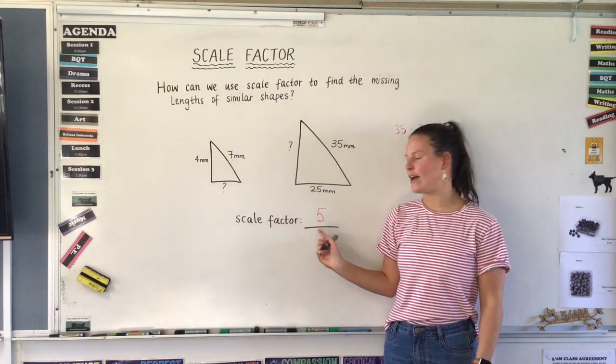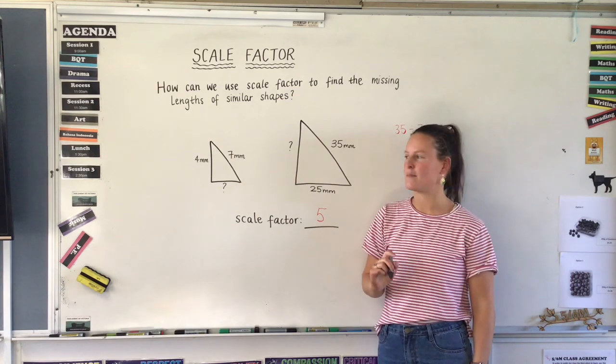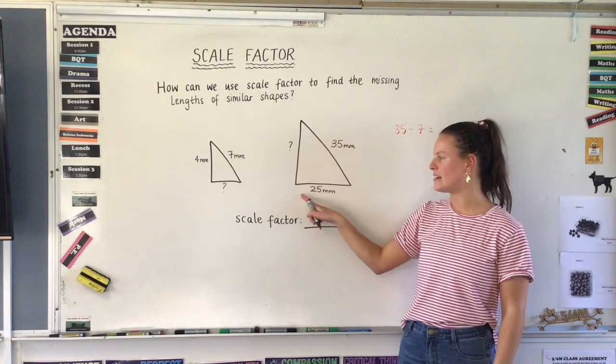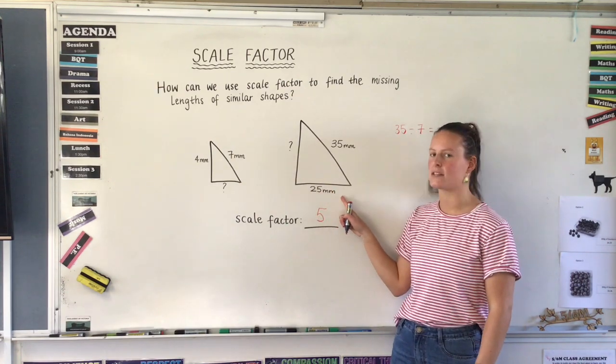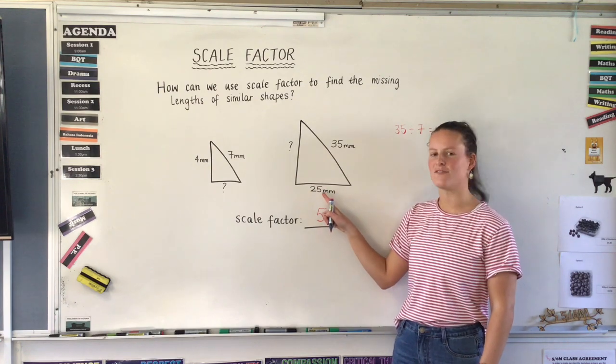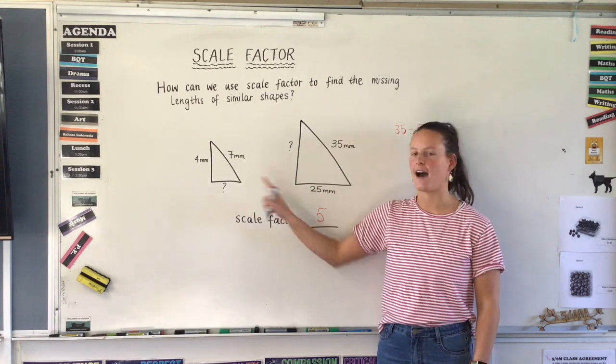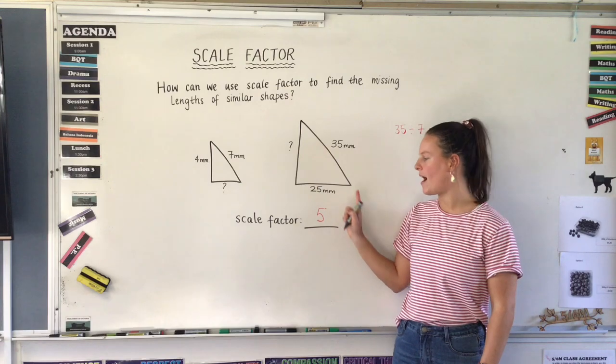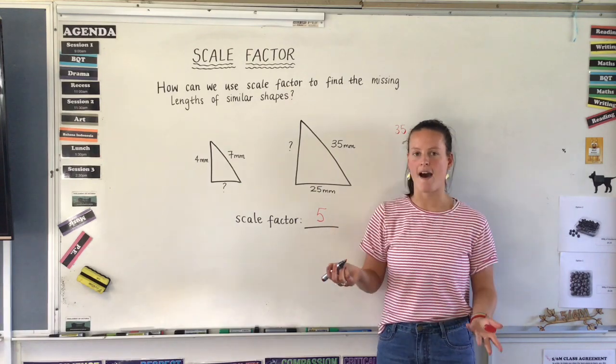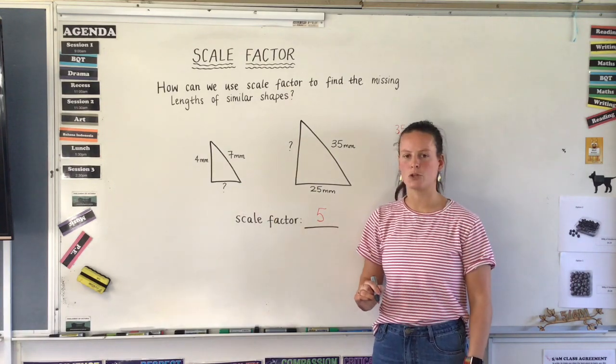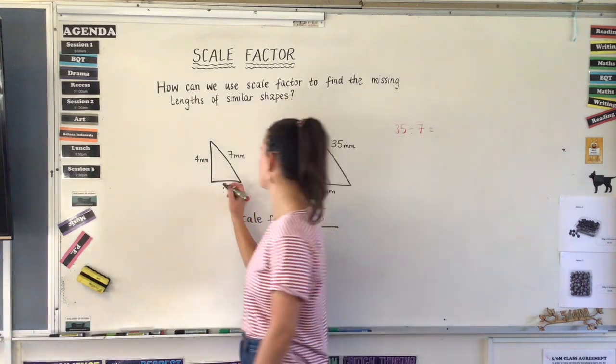Now that I know my scale factor, I can use this to figure out the missing lengths. We can see that 25 millimetres runs along the base of the triangle here. So I need to divide 25 by 5 to find my missing length. 25 divided by 5 equals 5. So my missing length on my small triangle is 5 millimetres.